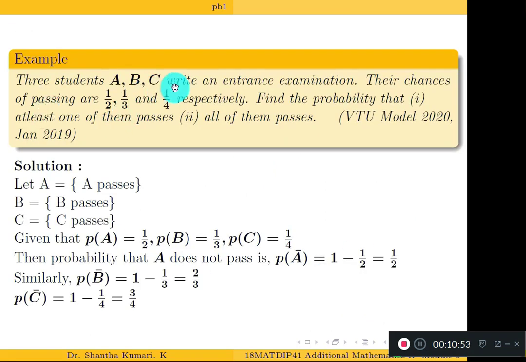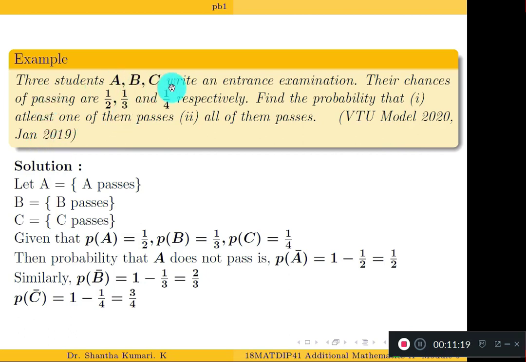Three students A, B, C write an entrance examination. Their chances of passing are 1 by 2, 1 by 3 and 1 by 4 respectively. Find the probability that at least one of them passes, and that all of them pass. This is selected from your model question paper, and it also appeared in one of last year's question papers.